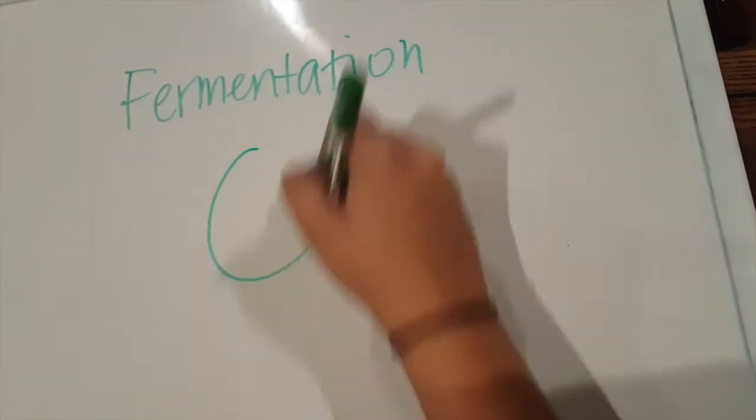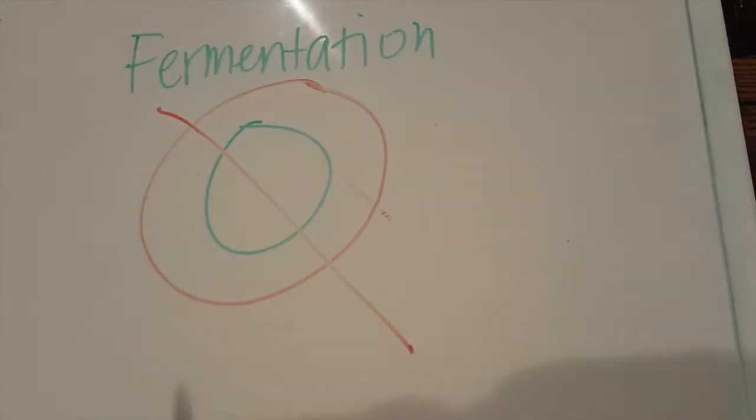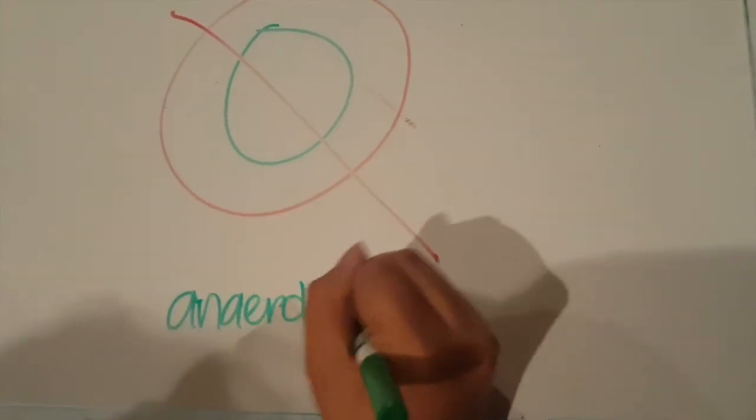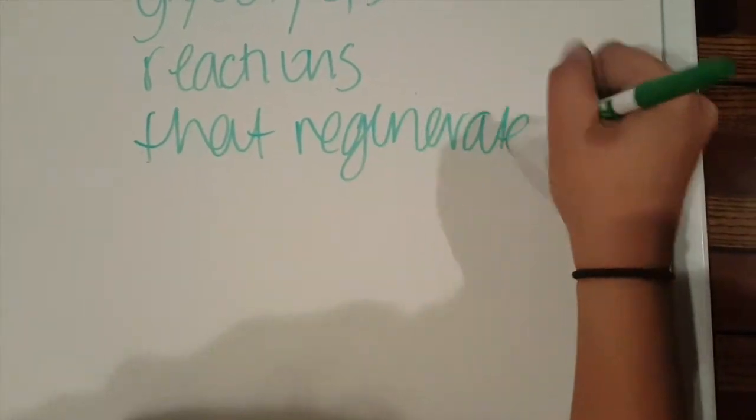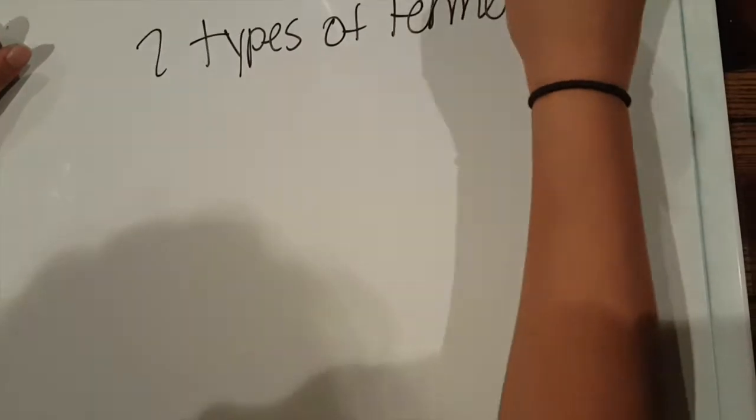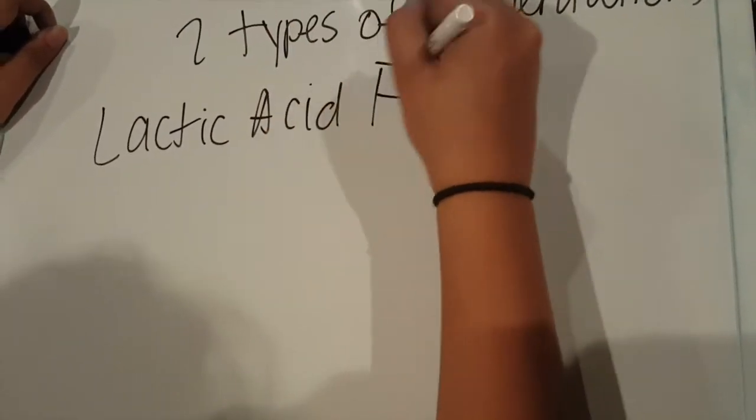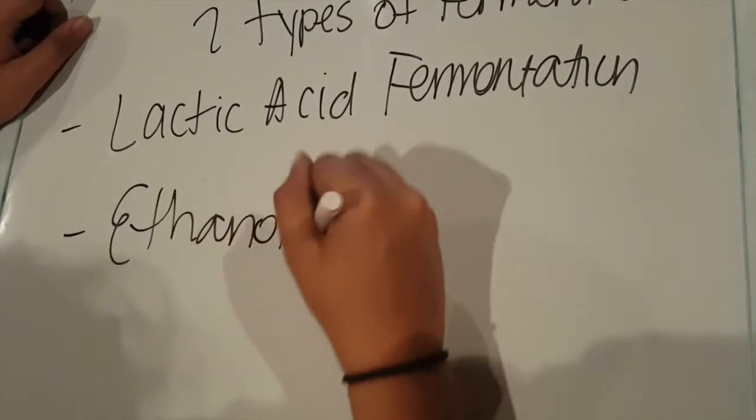Fermentation is another way to make energy. However, it has no oxygen, making it anaerobic. Fermentation only makes 2 ATP, contrasted with cellular respiration, which makes about 36 ATP with oxygen. Fermentation is made up of glycolysis reactions that regenerate NAD+. There are 2 types of fermentation: lactic acid fermentation and ethanol fermentation, also known as alcoholic fermentation.